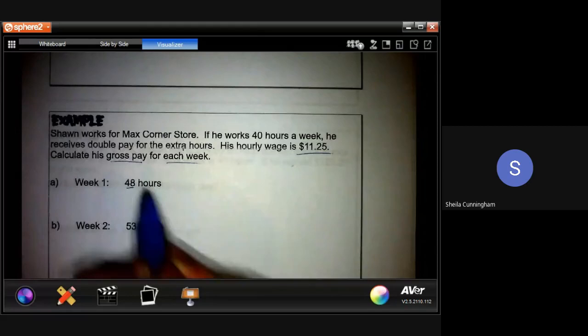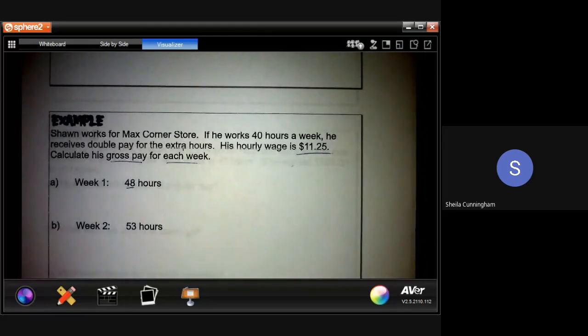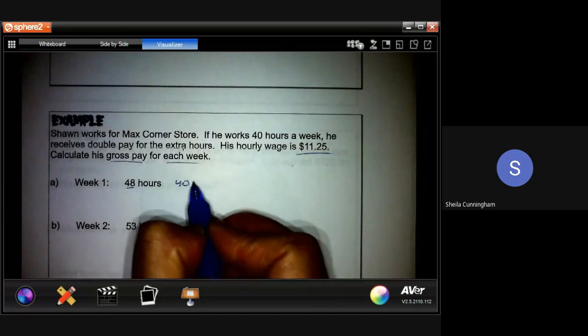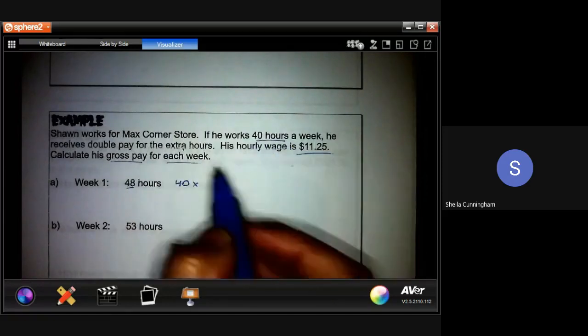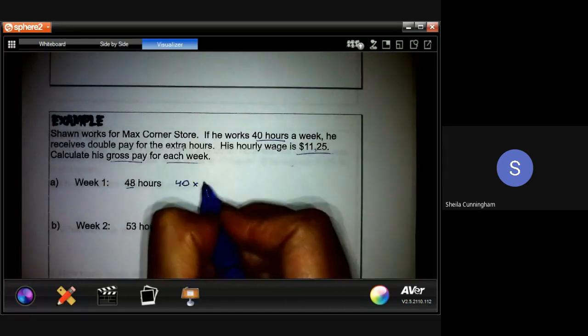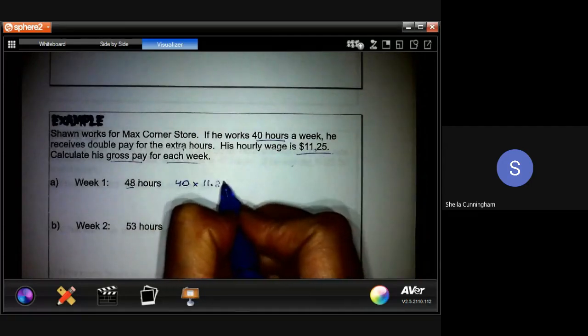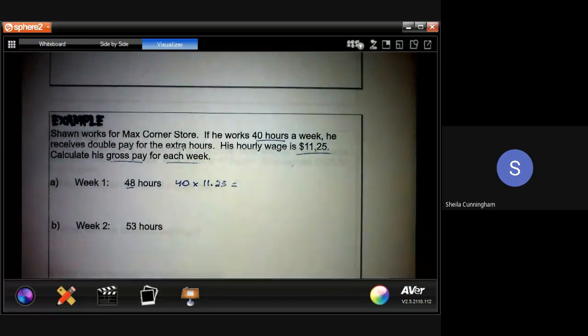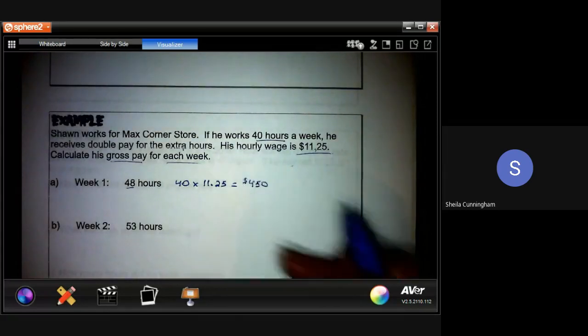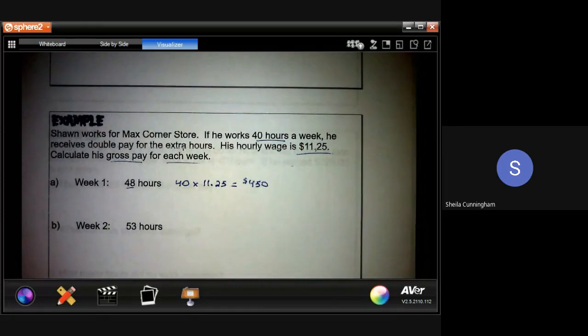So we've got 2 weeks to work with here. In week 1, he works 48 hours. Well, we know he works a regular week of 40 hours. During his regular 40 hours, he is making $11.25, so we can say 40 times $11.25. Before the overtime, he's making $450.